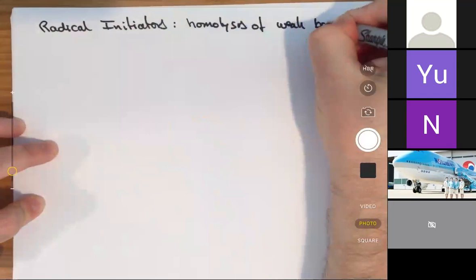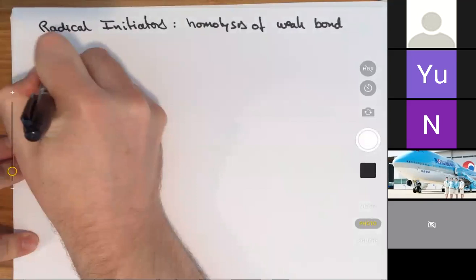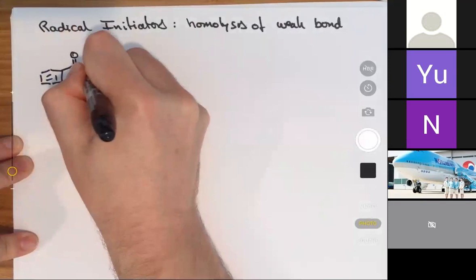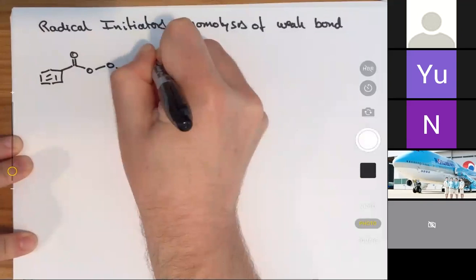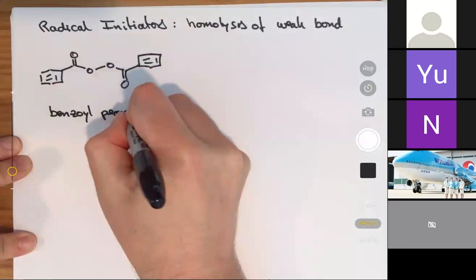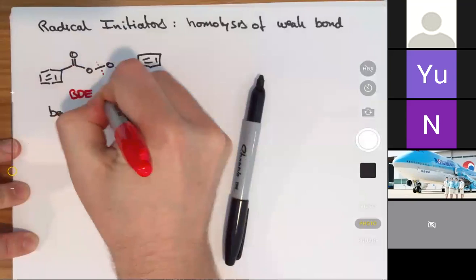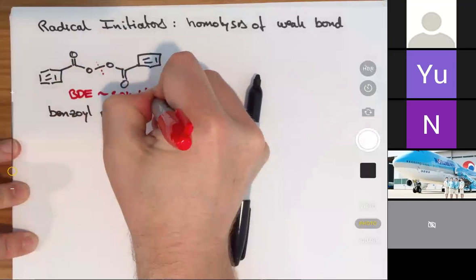Now, one that you'll see pretty commonly is benzoyl peroxide. So the structure looks a little bit like this. You have two benzoyl groups, and they are basically linked by this peroxide linkage. And it looks a little bit like this. So this is benzoyl peroxide. And the weakest bond in the system is obviously this oxygen-oxygen bond that you see here. The bond dissociation energy for the system is just around 30 kilocalories per mole. So that's a pretty weak bond.